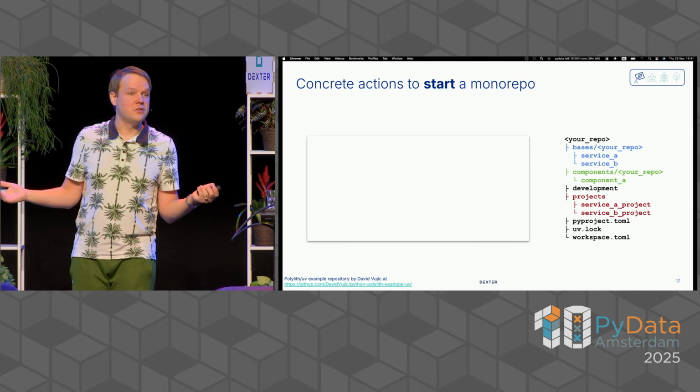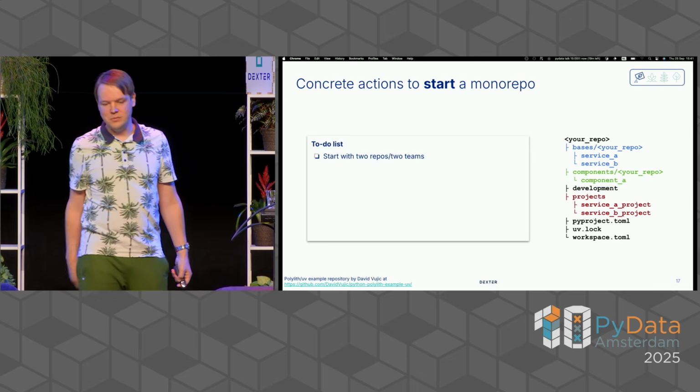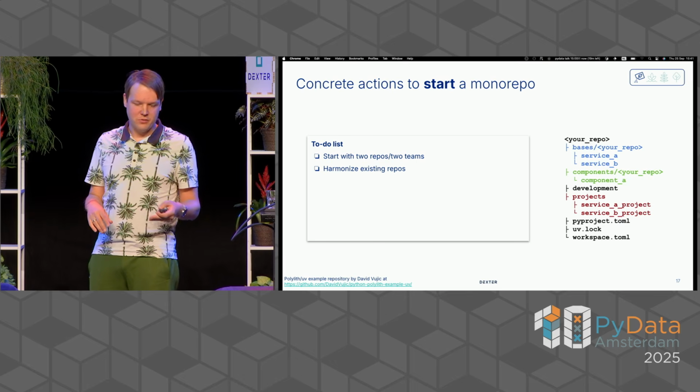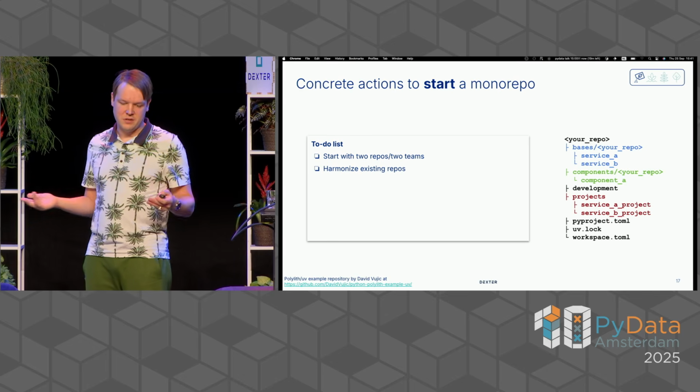So you're basically now ready to start. The only thing you need to do is find your own team, your neighboring team, and maybe start harmonizing your repos already before that. I'm thinking of linting rules, dependency sets, etc.